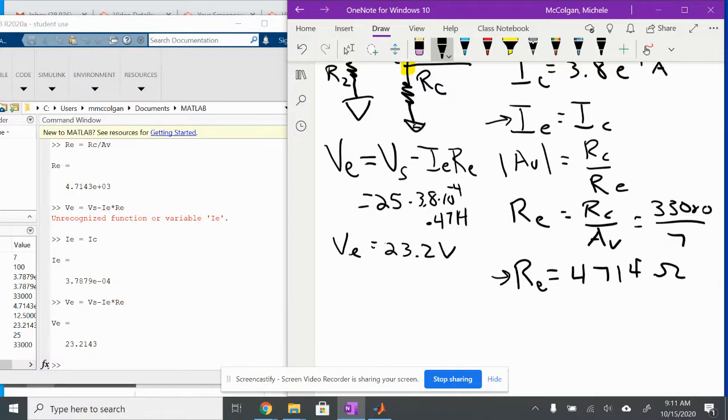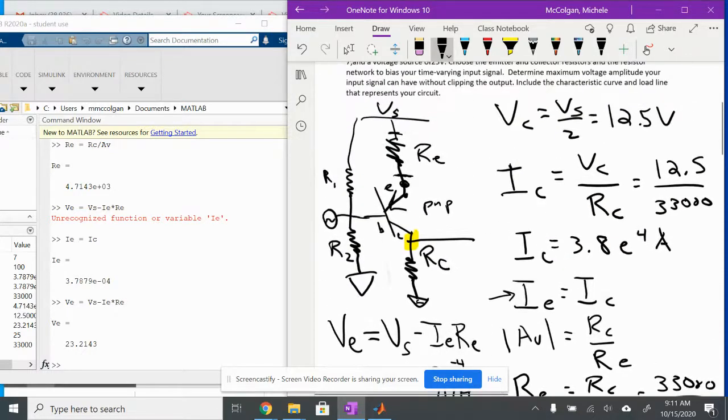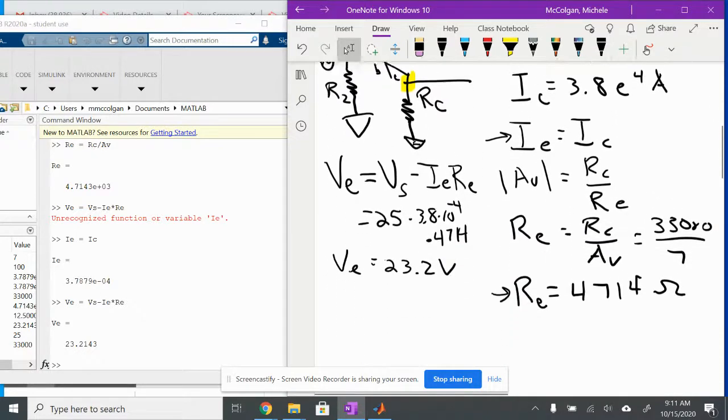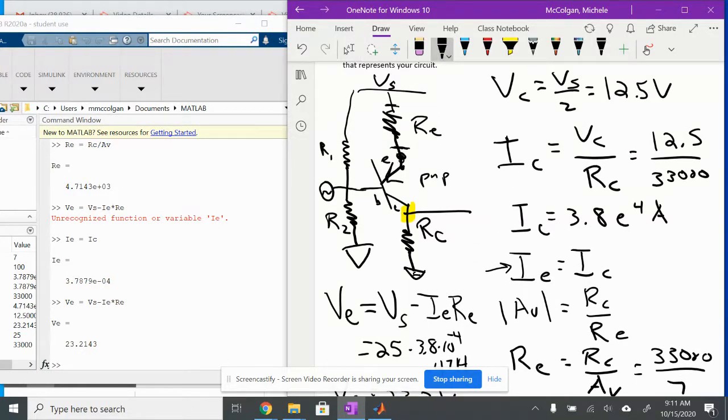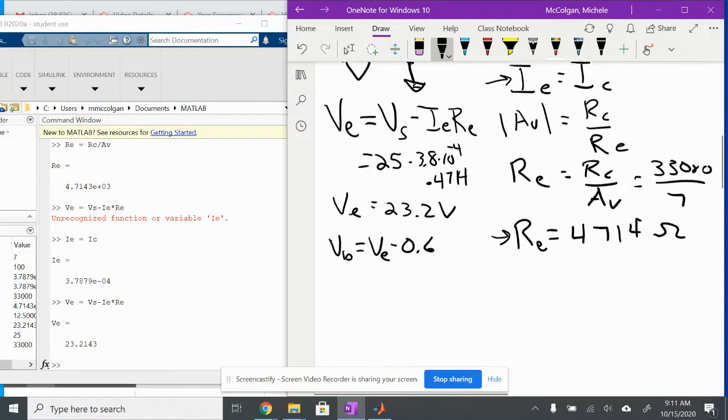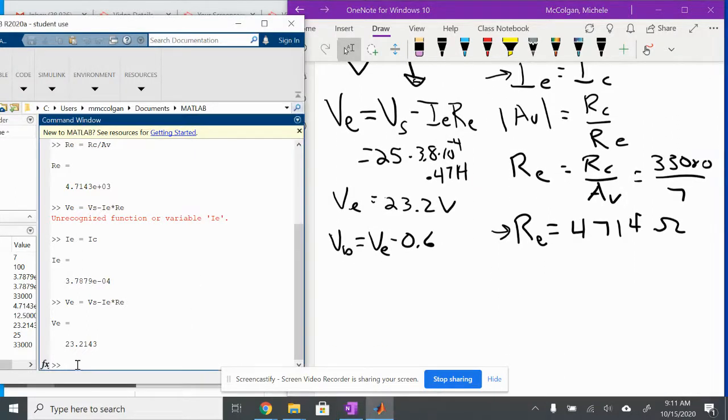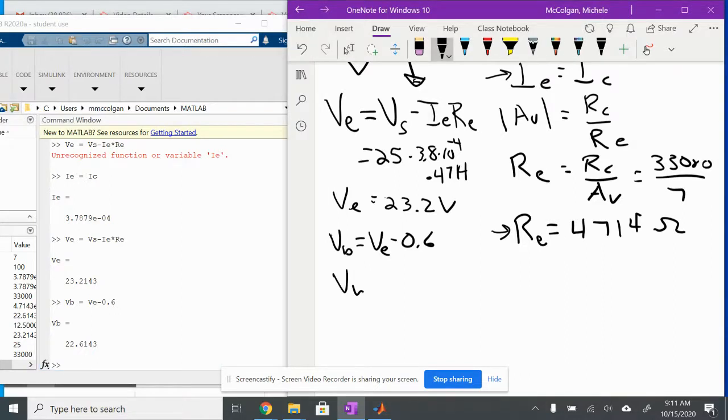That's pretty high, so that's pretty close to the value of VS, right? So I haven't dropped a whole lot of voltage there. And let's just make sure that looks about right. Yeah, I think that's right. Okay, so next we're going to say VB is equal to VE minus 0.6, right? I drop 0.6 volts when I go from VE here to VB here. Okay, and so I'm going to write that in here. So I have it. VB is equal to VE minus 0.6. So I get VB is equal to 22.6 volts.